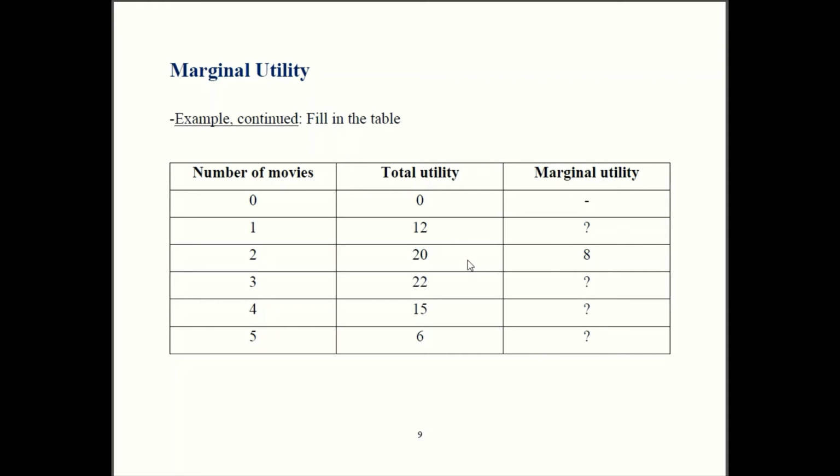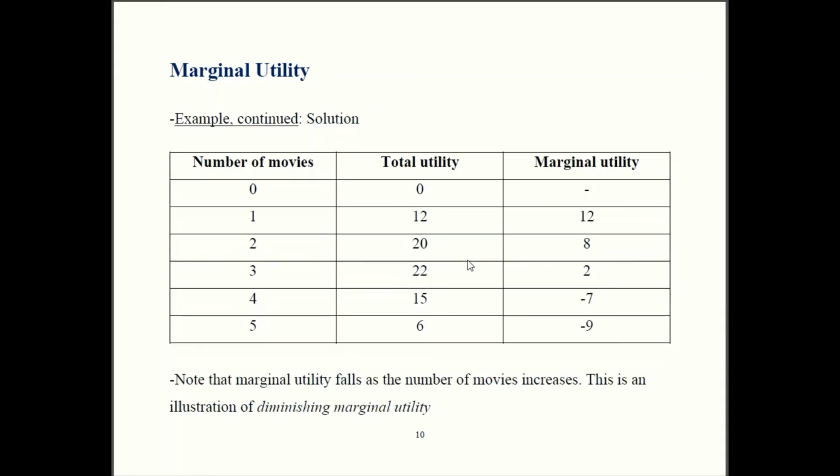Alright, I'll assume you've worked through the problem by now. So here's the rest of the table. When you see 0 movies, you're getting 0 utility. That rises to 12 when you see a first movie. So the marginal utility of movie number 1 is 12. 0 plus 12 is 12. I gave you this one here. 12 plus 8 is 20.